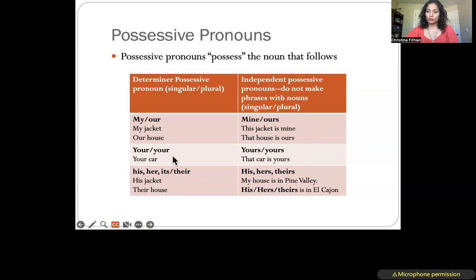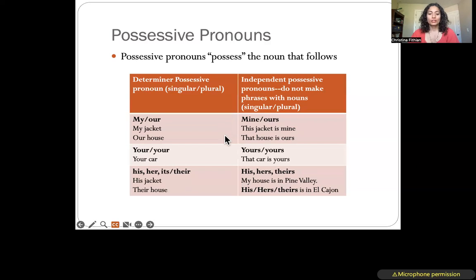You can use your, and your car. Now, your can refer to, of course, singular or plural, second person. And then we have his, her, its, no apostrophe, and their. So his jacket, their house, or the cat is chasing its tail. Now here, notice the its has no apostrophe. It's the only possessive that does not use an apostrophe S in this case. If we use the apostrophe, then we are saying the cat is chasing it is tail. So that's a contraction instead.